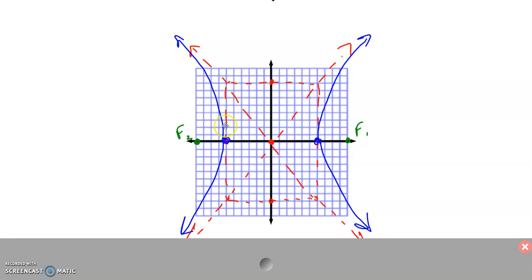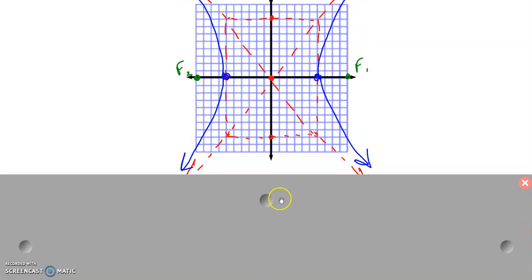I use those 4 points to draw this rectangle. I then draw the asymptotes through the corners of that rectangle and through the center. And then because the foci are left and right of each other, I know the hyperbola is going to open left and right. So I draw that curve inside those dotted lines. And then from here, I can write the equation.